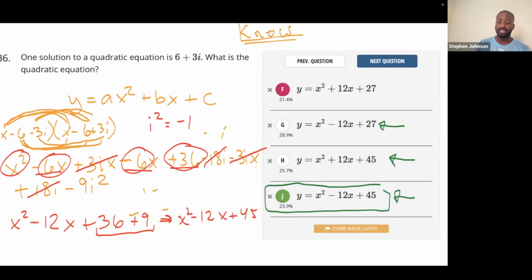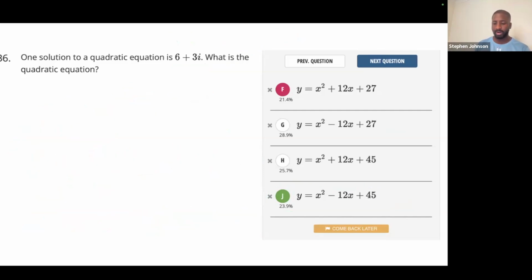So this is again in the, I would say, learn by doing category. If you're ever given a complex number like this with a whole number or integer and an imaginary number as a solution to a quadratic, just please remember that more than likely you are going to utilize 6 plus 3i and 6 minus 3i as your solutions. And you saw how I went through that. So feel free to rewind the video and take a look at that again if you'd like to. All right, next question.